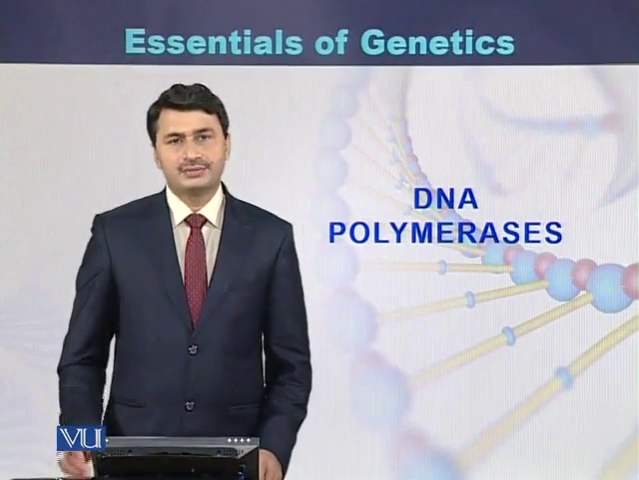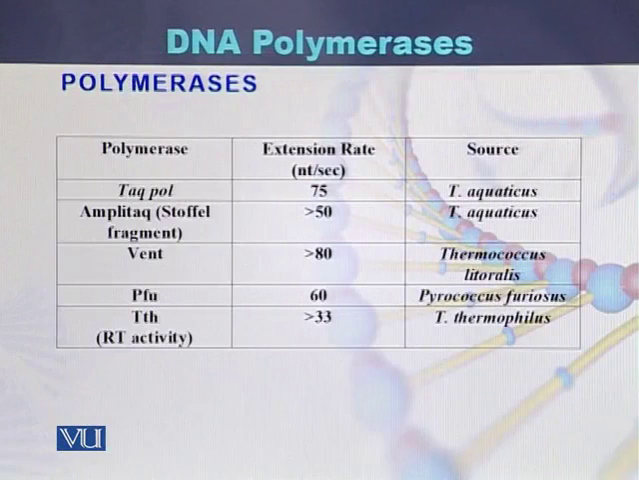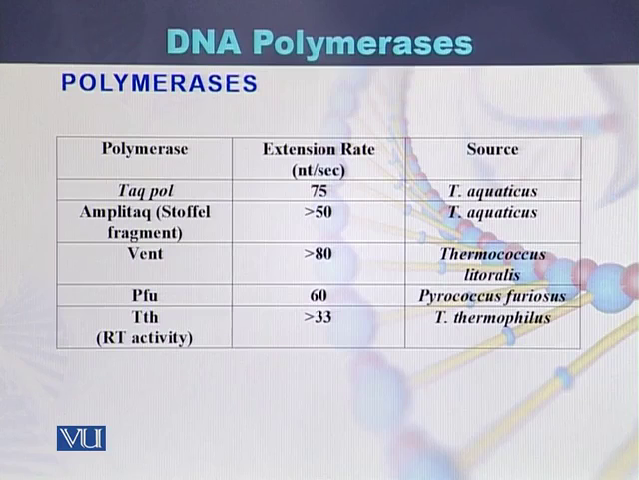DNA polymerases. There are different types of DNA polymerases which are used during the PCR reaction. The most common DNA polymerase is Taq polymerase. Taq polymerase extension rate is 75 nucleotides per second, and this polymerase was purified from Thermus aquaticus.